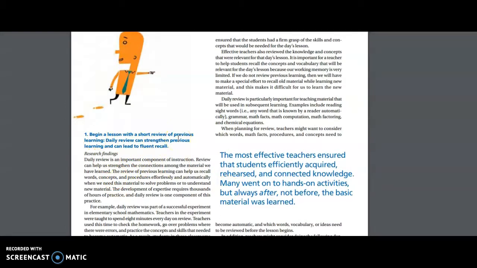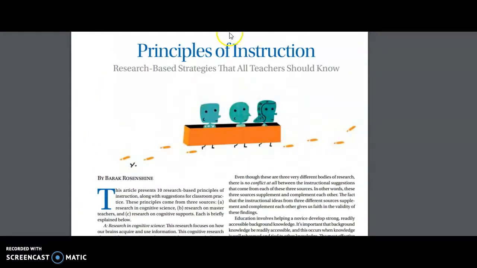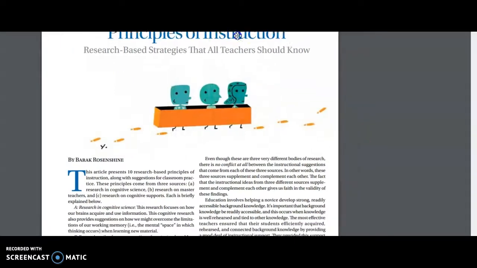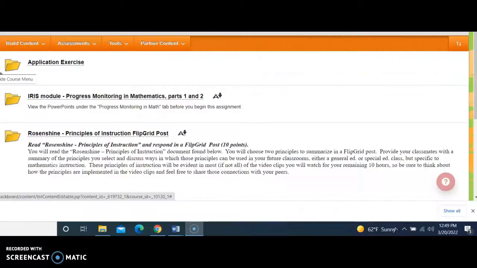So you're going to choose 2 of the 10 principles. I want you to tell me both the number and the name of the principle. Okay, so you're going to say, the first principle I'm going to talk about is principle number 1. Begin a lesson with a short review of previous learning. Daily review can strengthen previous learning and can lead to fluent recall, if you choose principle number 1. Okay, so tell me the name and the number of the principle which you are about to talk about.